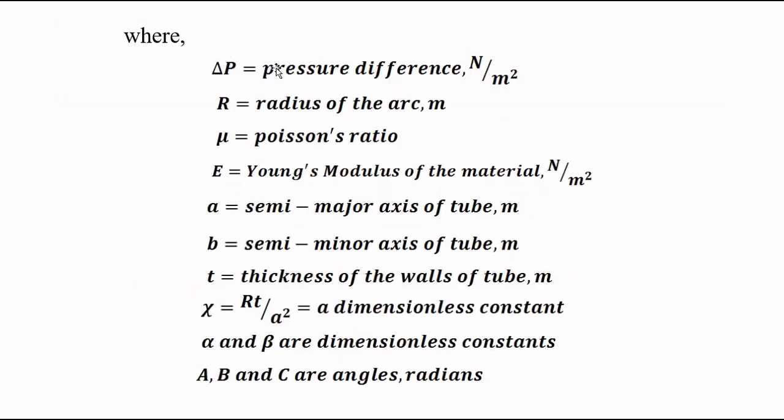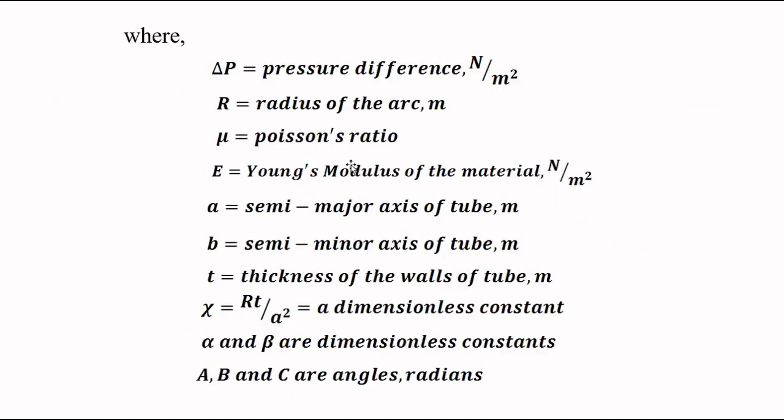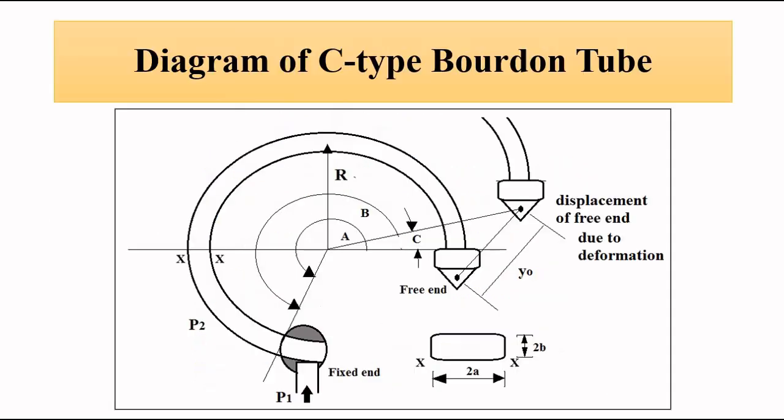As I said, delta P is the pressure difference between the external and internal side of the tube. R is the radius of the arc of the Bourdon tube, as I specified, capital R. Mu is Poisson's ratio, which is the ratio between lateral and longitudinal strain. E is the Young's modulus of the material. A is the semi-major axis of the tube and B is the semi-minor axis of the tube. So this tube has semi-major axis A and semi-minor axis B.